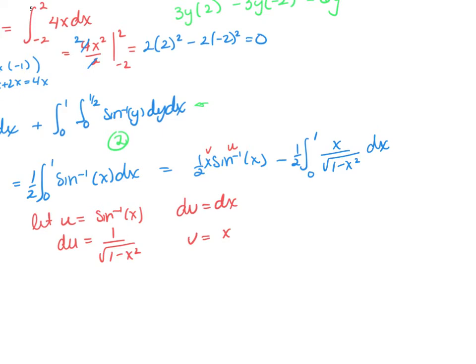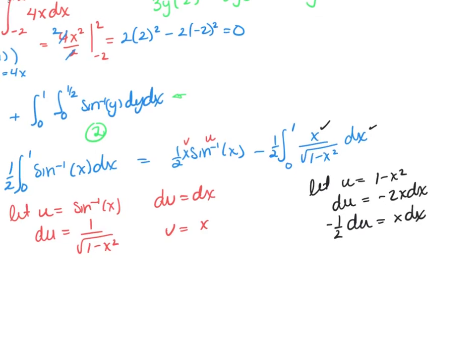Now, this is just a regular u substitution. So we're going to say let u equal 1 minus x squared. That means du is going to be equal to negative 2x dx. And I've got an x and I've got the dx, so negative 1/2 du will replace the x dx.